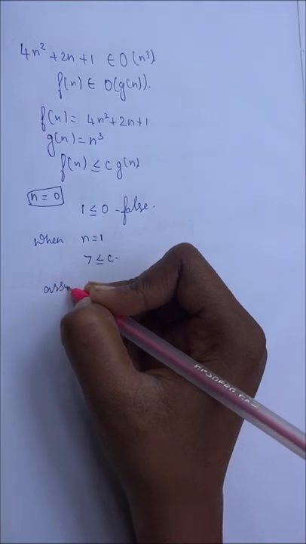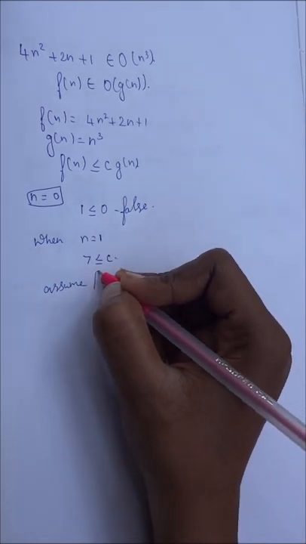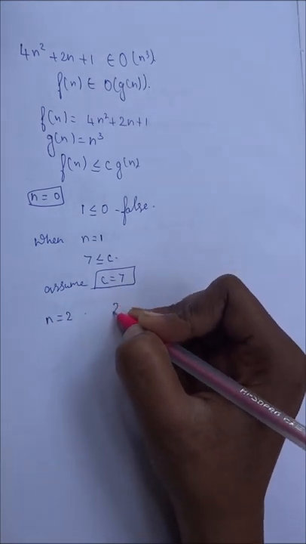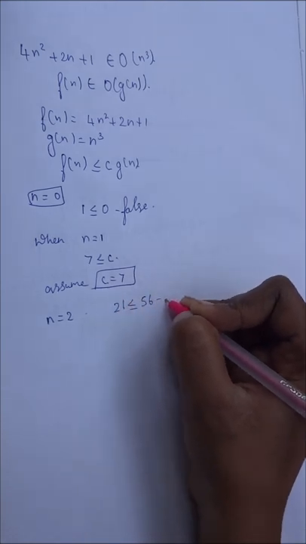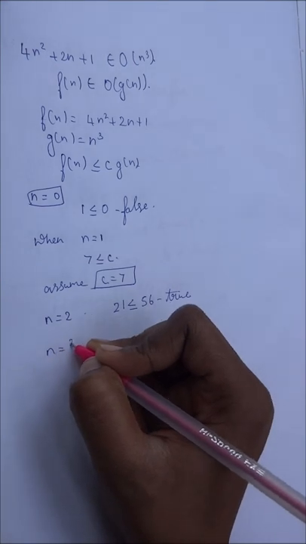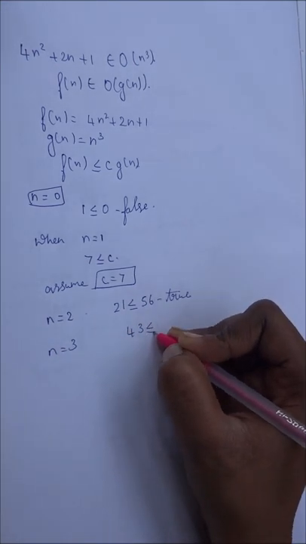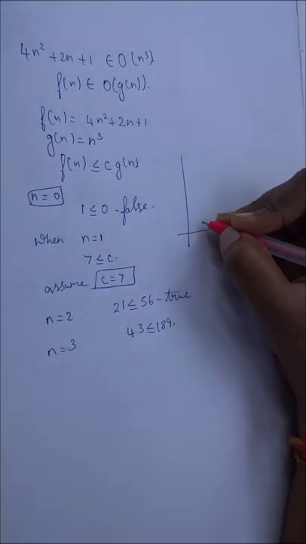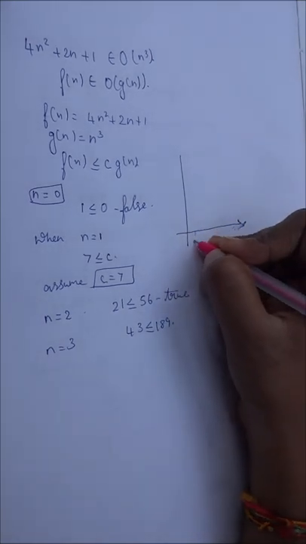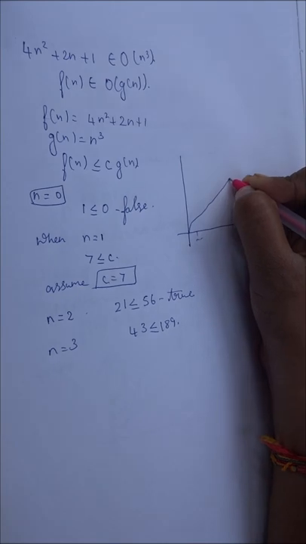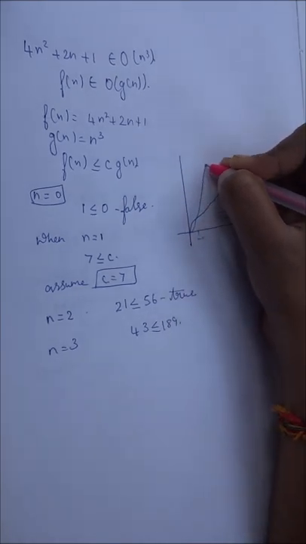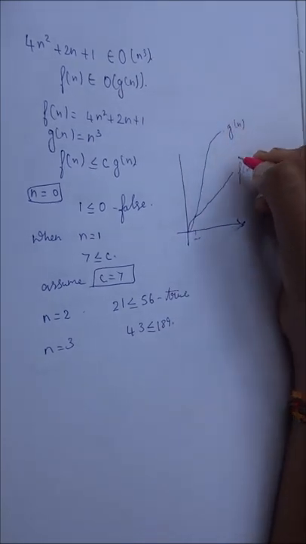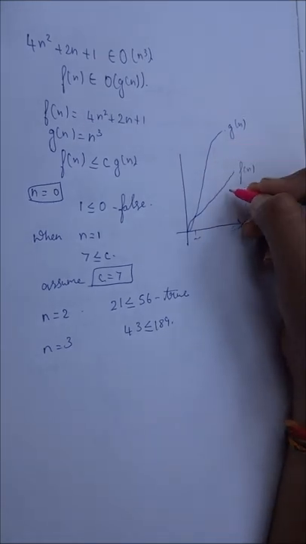Let's assume that c is equal to 7. With c equal to 7, we apply n is equal to 2. We will get 21 less than or equal to 56. This condition is true. And let's apply n is equal to 3. We will get 43 less than or equal to 189. For this, let's plot a graph. This is n naught. When we plot the graph, we will get something like this. This is f of n, and this is g of n. So f of n is lower bound of g of n.